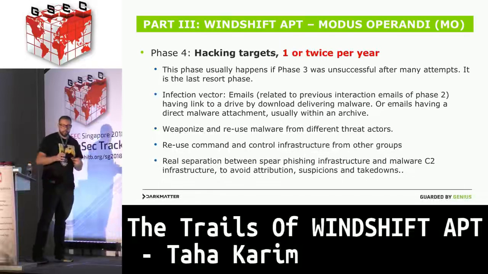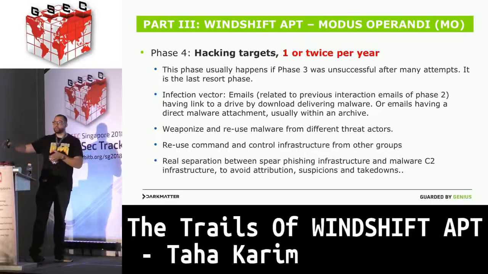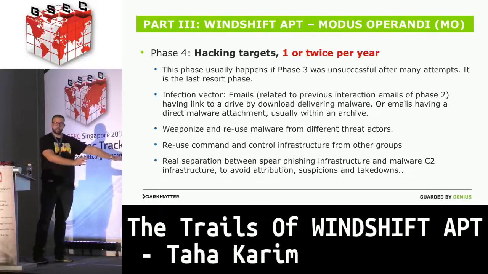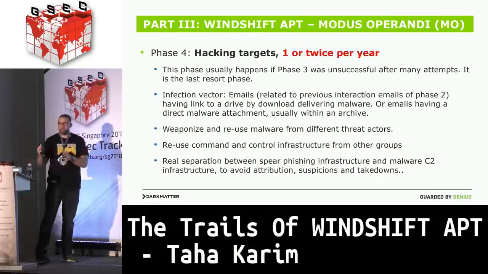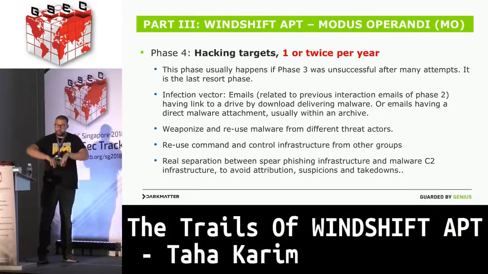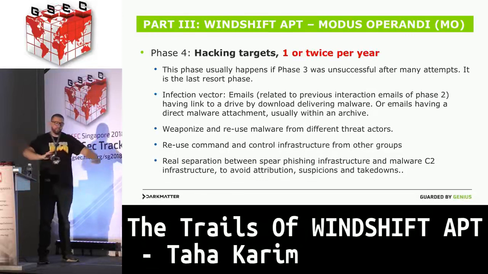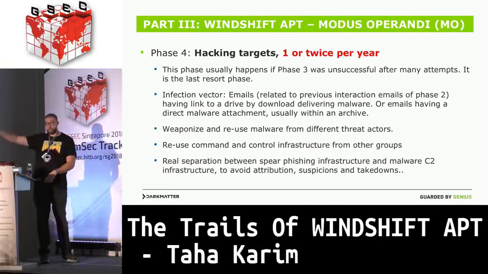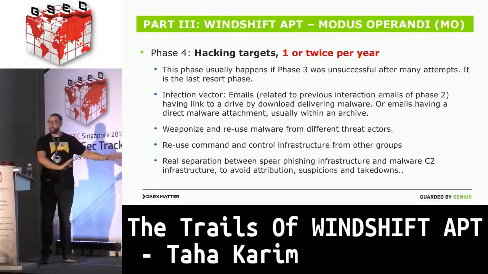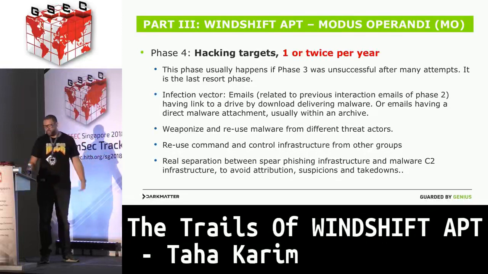What these guys did, they put a real separation between the command and control servers and the spear phishing infrastructure. Why? Because if they host the command and control server inside the spear phishing infrastructure and the malware got detected, then you can trace everything, you know where the spear phishing is, you can start doing your threat intel. But since it's completely separate, they keep the spear phishing very far from the command and control servers. So even if the command and control server got compromised, they still have the spear phishing, and nobody knows where it is. So this is how they do it.